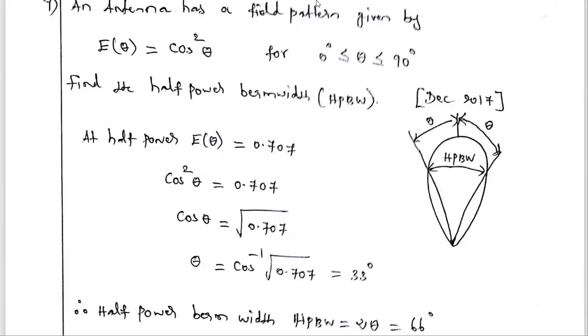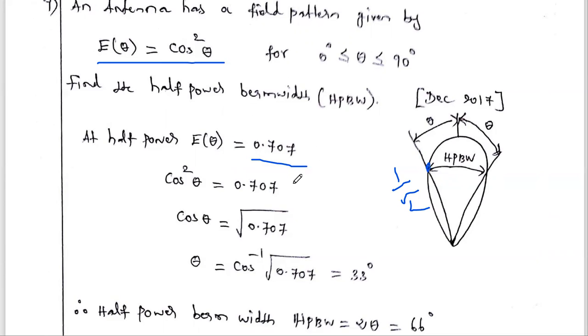In order to solve this problem, first we take the electric field E of theta equal to cos squared theta. This electric field pattern cos squared theta, we have to equate to 0.707. Why 0.707? Because at a half power point, the electric field reaches the value of 1 by root 2, which we call 0.707. So in order to calculate this theta, we equate the electric field value to 0.707.